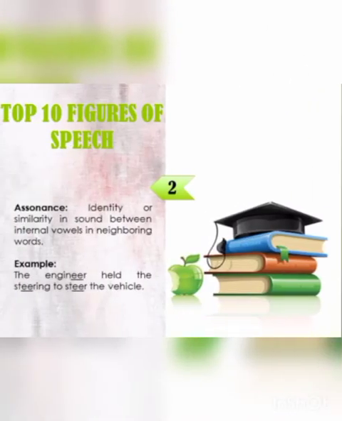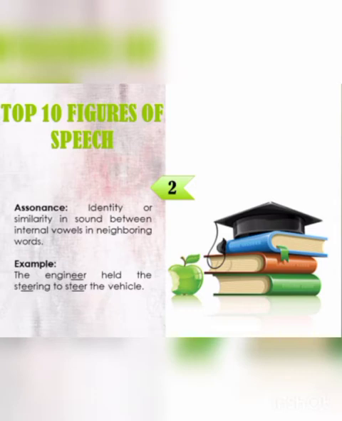Number 2. Assonance. Assonance is the identity or similarity in sound between internal vowels in neighboring words. It is used to reinforce the meanings of words or to set the mood. We have here the example: The engineer held a steering to steer the vehicle. In this sentence, the E sound keeps on repeating. We have the engineer, steering, and steer.